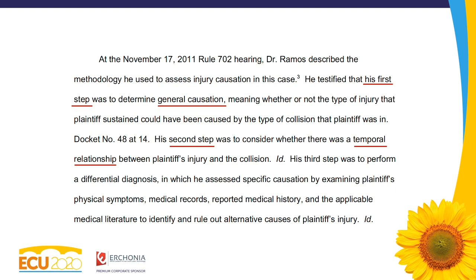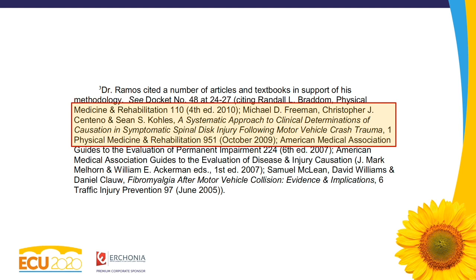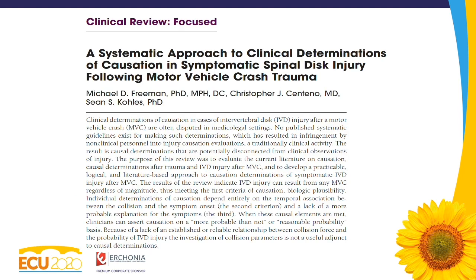The second step was to look at timing, the temporal relationship, and the third step was to look and see whether there were alternative causes that could be ruled out, such that it could be stated that the particular crash caused the particular injury that was observed or diagnosed. The cited paper was a paper that I published in 2009. So this was very good news, because the three-step process was one that I had talked about and that I had described in the literature.